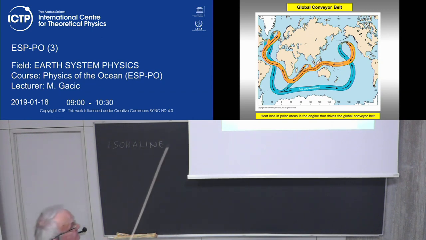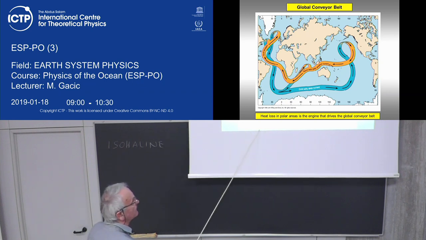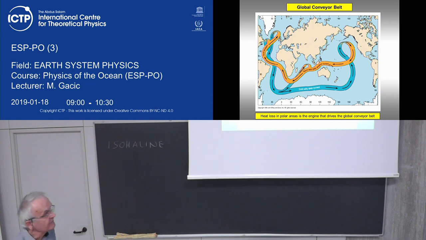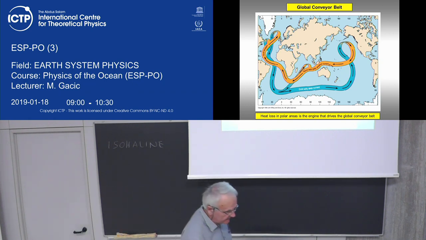Okay? So that's important to remember, that the heat loss in polar areas is the engine that drives the global conveyor belt. It drives the thermohaline circulation. Thermohaline because it has both a temperature and a salinity component, which are due, on one hand, to the air-sea heat losses, and on the other hand, to different salinity between different parts of the Earth's ocean.